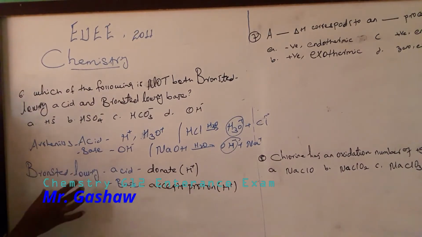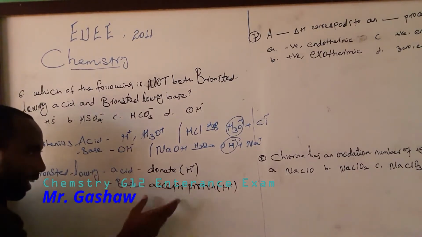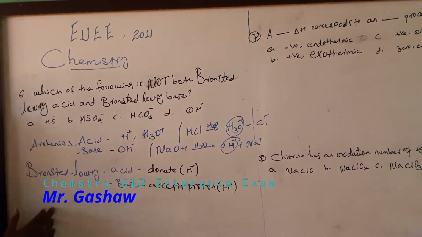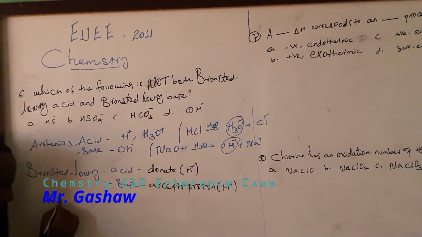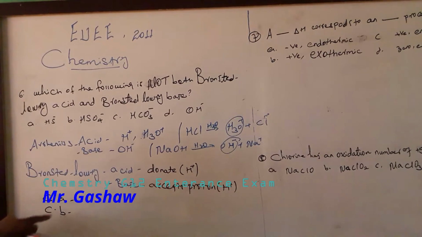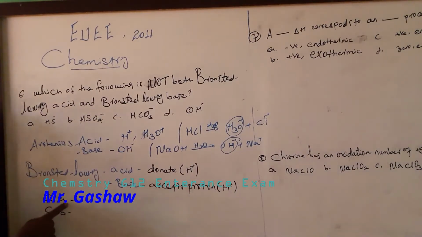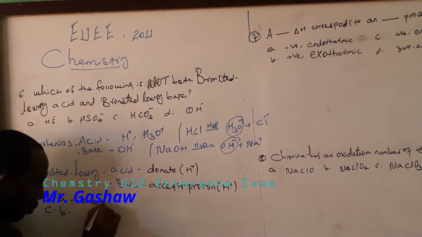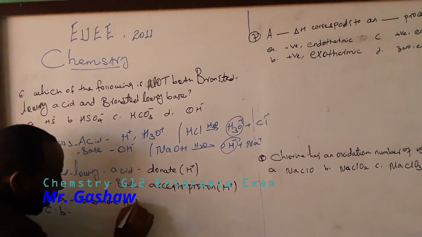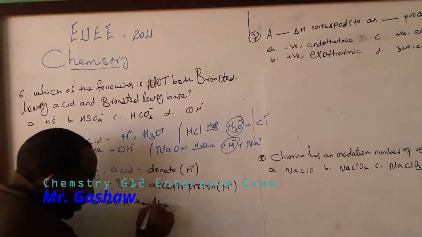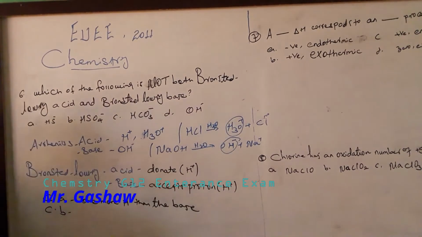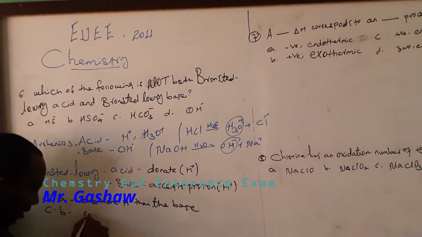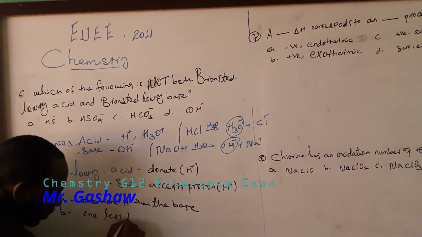When a substance donates a proton and accepts a proton, there is formation of conjugate acids and conjugate bases. So what do conjugate acid and conjugate base mean? A conjugate acid is a substance that has one more hydrogen than the base. But a conjugate base means one less hydrogen than the acid.